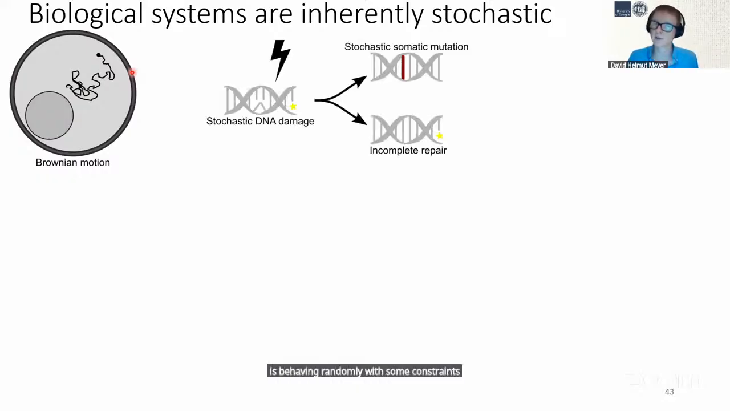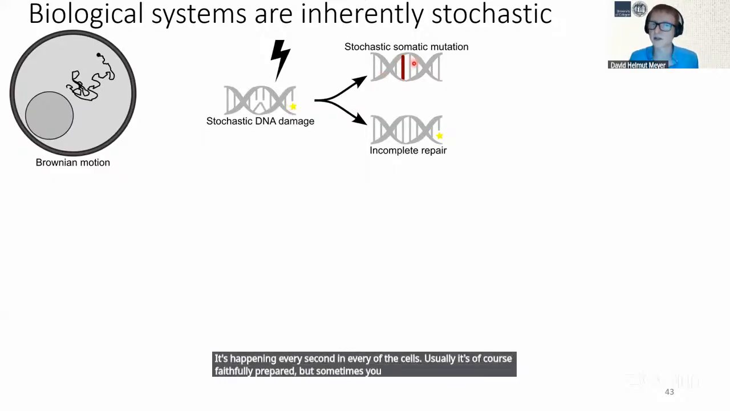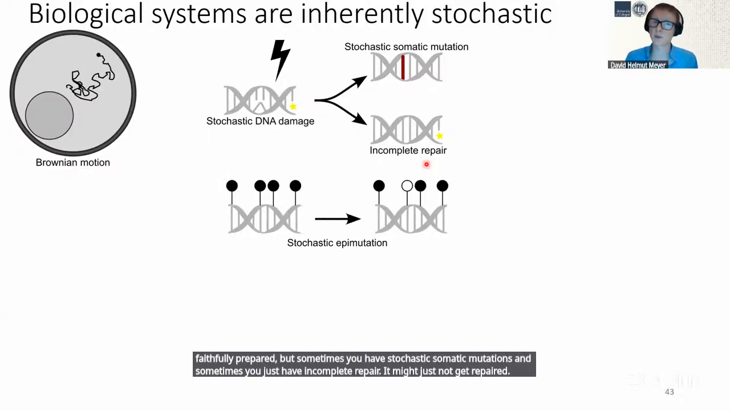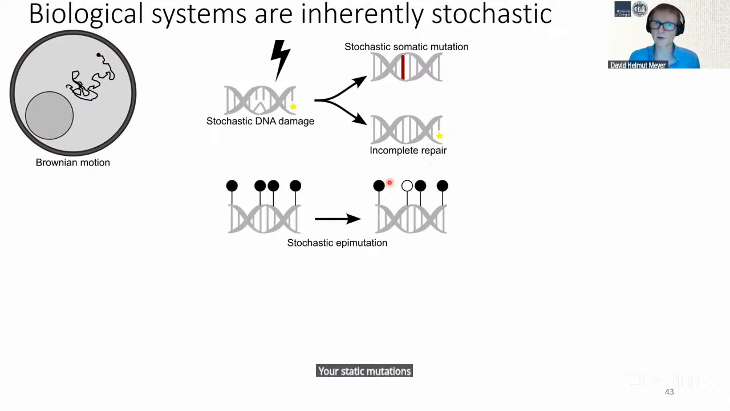Then you have stochastic DNA damage. It's happening every second in every one of your cells. Usually it's, of course, faithfully repaired, but sometimes you have stochastic somatic mutations, and sometimes you just have incomplete repair. It might just not get repaired. You have stochastic epimutations, so DNA methylation or histone modifications that change, maybe during replication, maybe during DNA repair, maybe just randomly. Essentially, every time it has to be copied or repaired, there can be mistakes because no maintenance system is perfect.